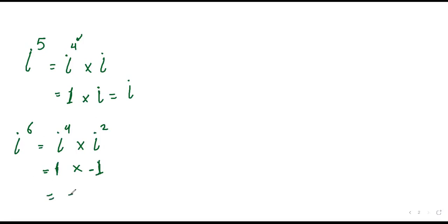So 1 times -1 equals -1. And i raised to the power of 7, we can write it and split the 7 into 4 and 3. And you know that i raised to the power of 4 is 1. We don't need to write 1 because 1 times any number is the same number. So i raised to the power of 3 is -i. So i raised to the power of 7 is -i.